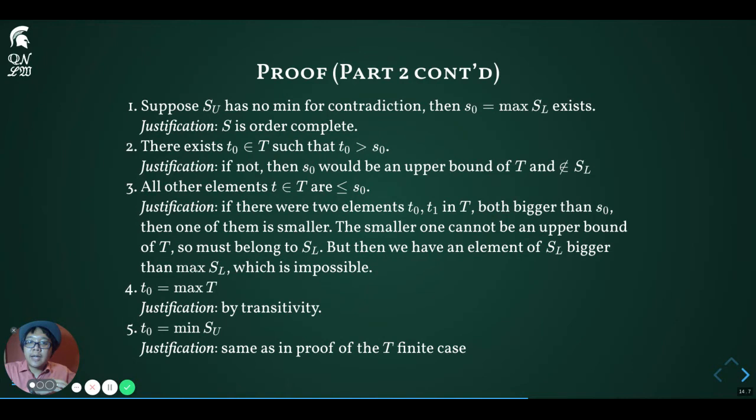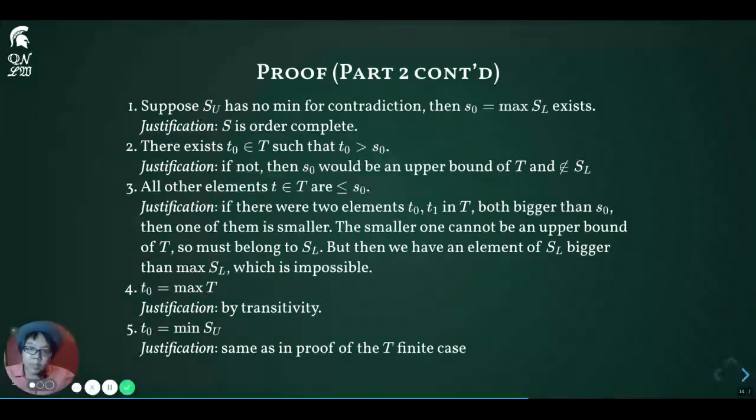Suppose for contradiction that SU has no minimum. Then SL has a maximum, which we call S0. This is using the order completeness. Then there exists some T0 in T that is bigger than S0. For if not, S0 will be an upper bound of T and be in SU, but we know that S0 is in SL instead. I claim that no other element of big T can be bigger than S0.